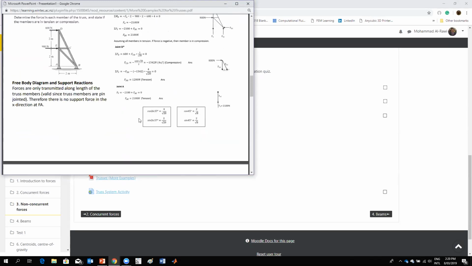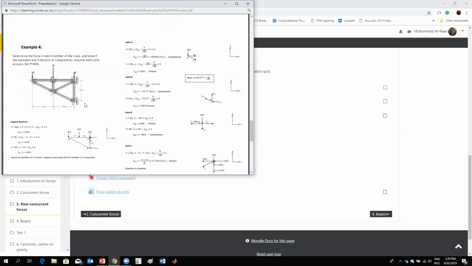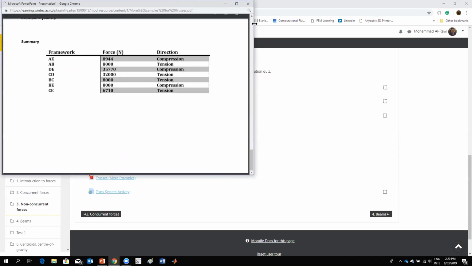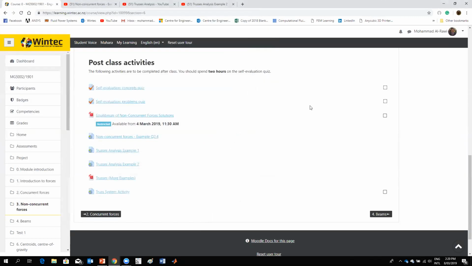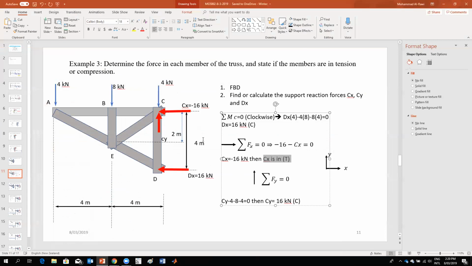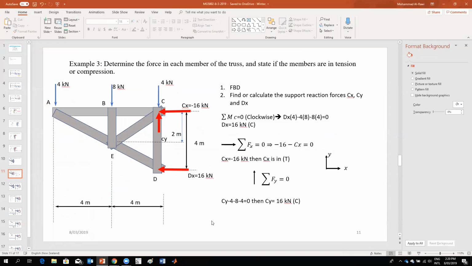And the one we're trying to solve is the last one, this one, and we go through it. You may not have the time, so you'll have the PowerPoint slides and you can go and work on them. All right, so that's what I was trying to say.